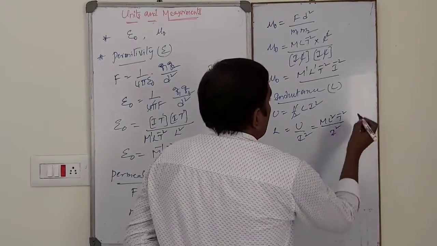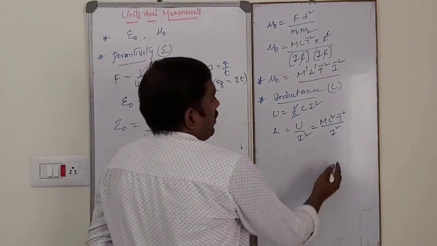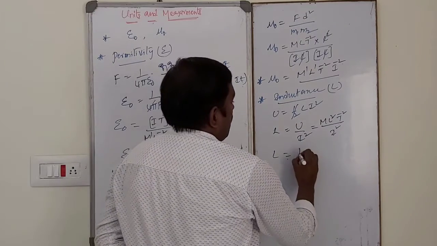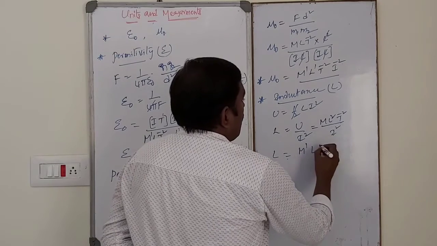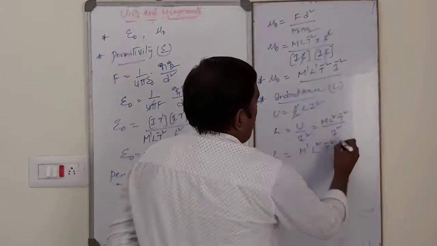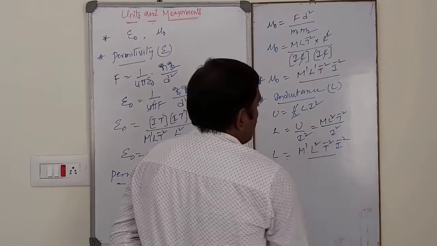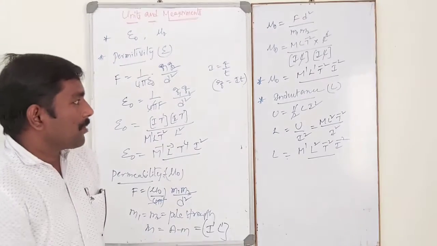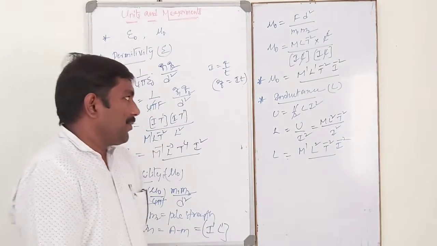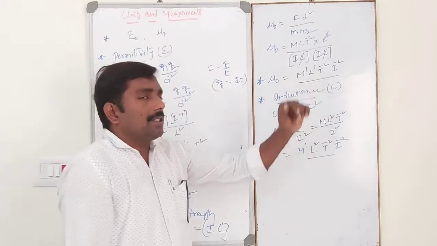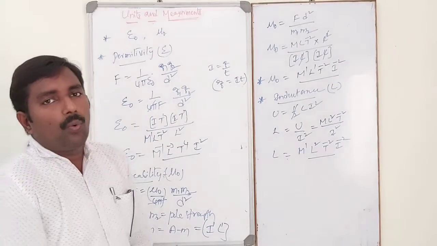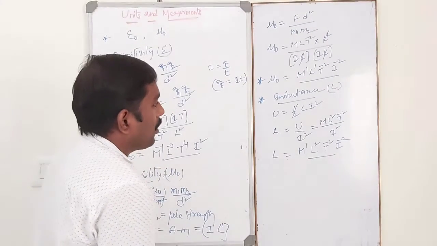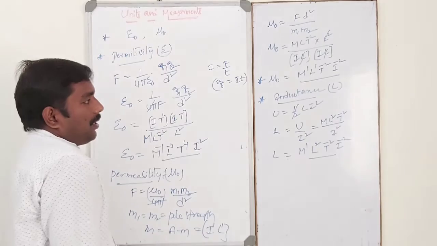So I power 2. Then L, inductance, is M power 1, L power 2, T power minus 2, I power minus 2. This is the dimensional formula for the inductance. What is the SI unit of inductance? Henry, or ohm second. Okay, so next one.